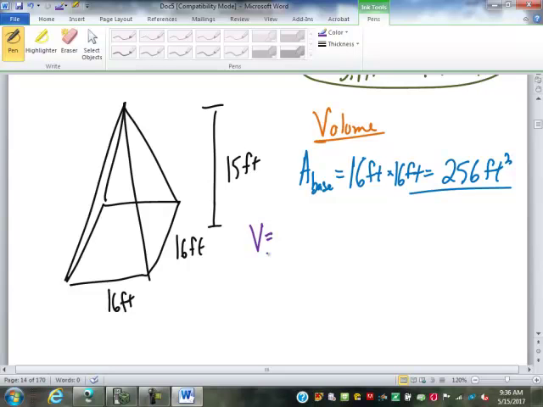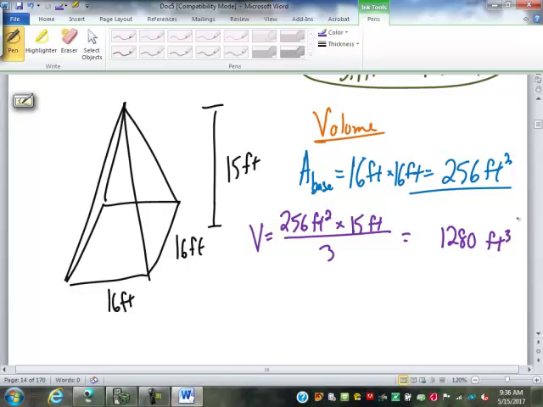So then what? The volume, we're going to do the area of the base, 256 square feet, times what? My height of 15 feet. But since it's a pyramid, divide by 3. Very good. So that gives us 1,280 cubic feet is my volume.